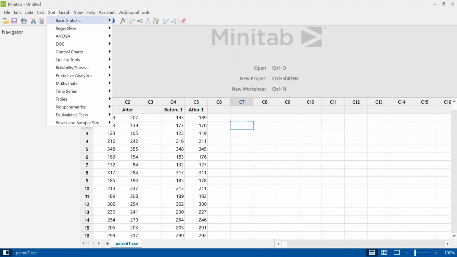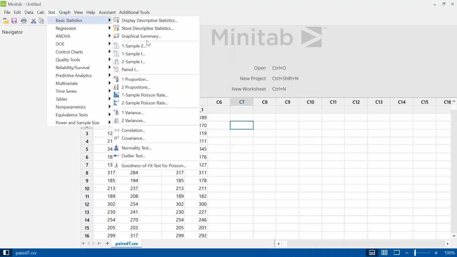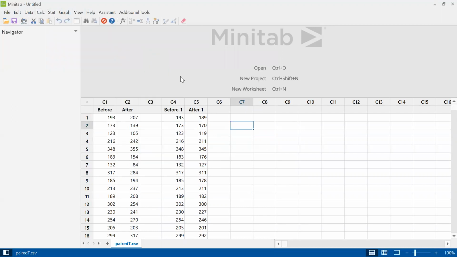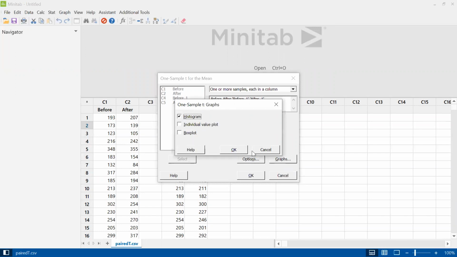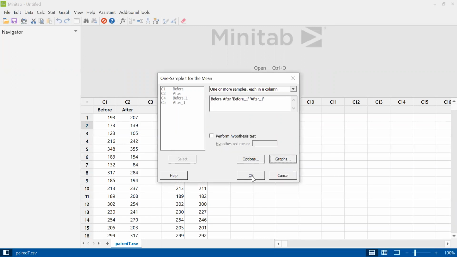So we'll do stat, basic statistics, one sample T. We're just doing one column at a time here. One or more samples, one in each column. I wonder if I can do all 4 at the same time. That'd be cool. One or more samples. This is one or more samples, so we should be okay. 95% confidence interval. Why don't we do a histogram? May as well. And we'll hit OK and see what we get.